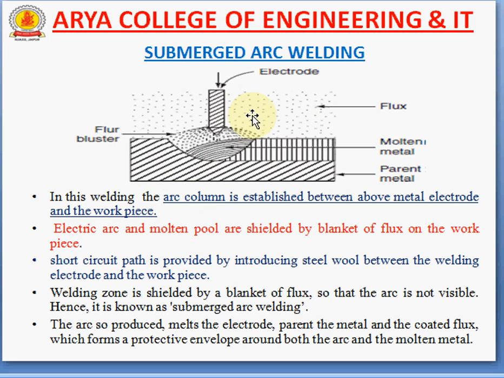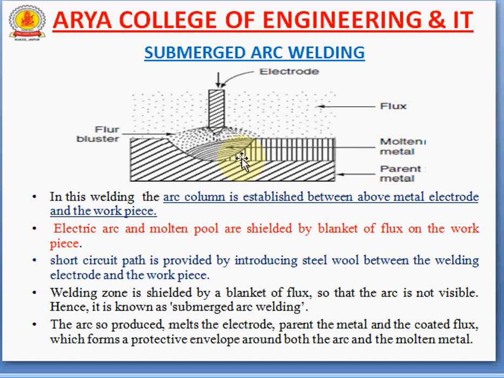Now the electric arc and molten pool are shielded by a blanket of flux on the workpiece. A short circuit path is provided by the steel between the welding electrode and workpiece. The welding zone is shielded by the blanket of flux so that the arc is not visible. Hence it is known as submerged arc welding.